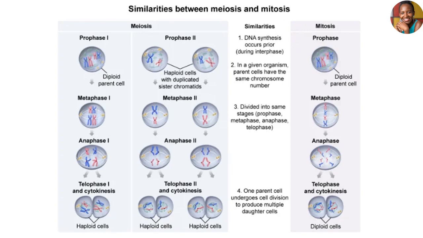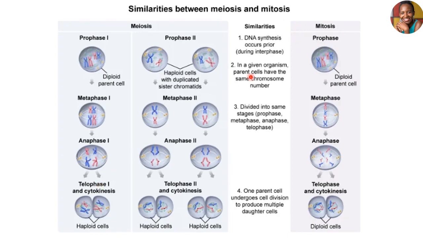So here are the similarities between the meiosis and mitosis processes. Most of these go through the stages of prophase, metaphase, anaphase, and telophase, including cytokinesis. So both of these processes go through the same stages. The only difference is that meiosis goes through meiosis 1 and meiosis 2, but the stages are maintained. There's a prophase, a metaphase, an anaphase, a telophase, and a cytokinesis.